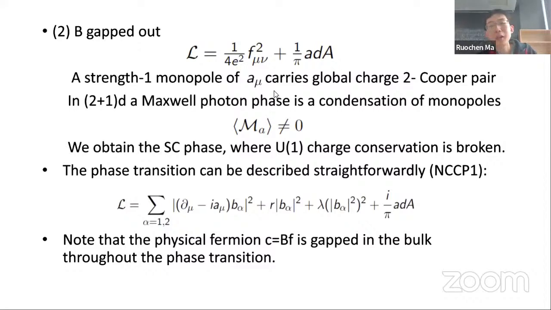As I said, now you have a condensation of magnetic monopoles, and each magnetic monopole carries 2 units of global U(1) charge. So now the global U(1) charge conservation symmetry is broken down to a U(1) subgroup, namely the fermion parity. And the monopole carries no spin quantum number, so it is simply a spin-singlet S-wave superconductor.